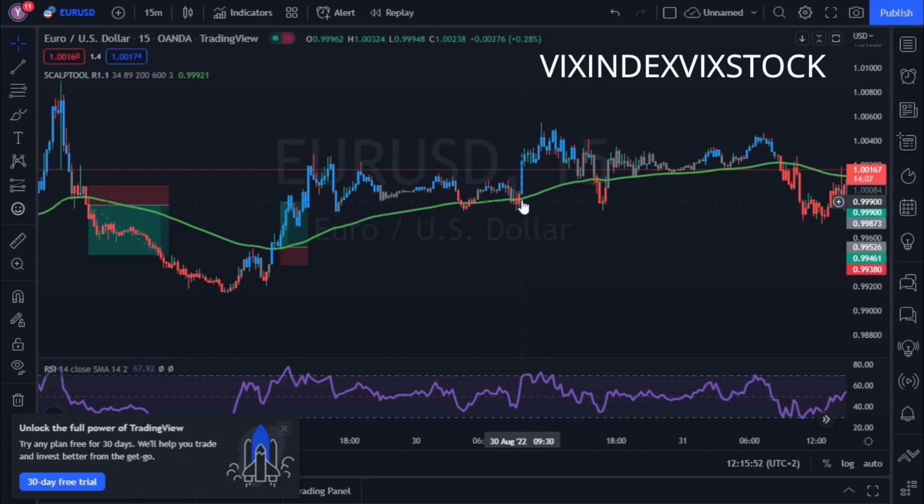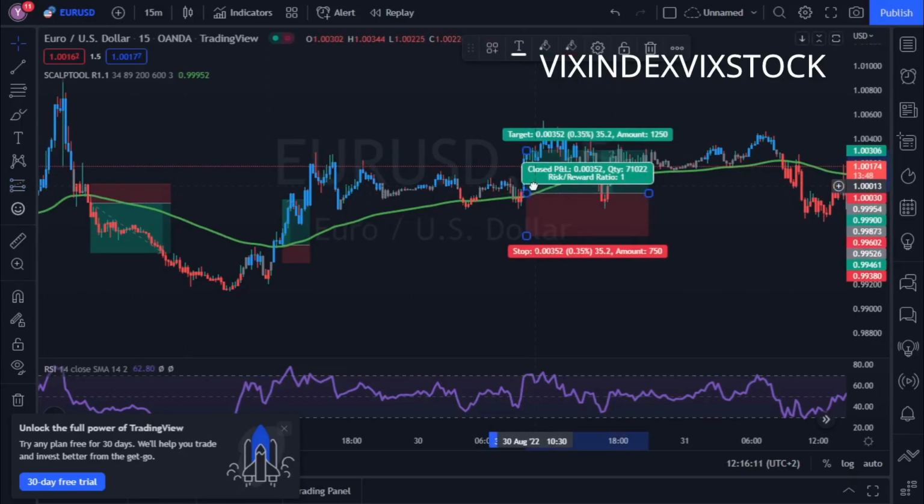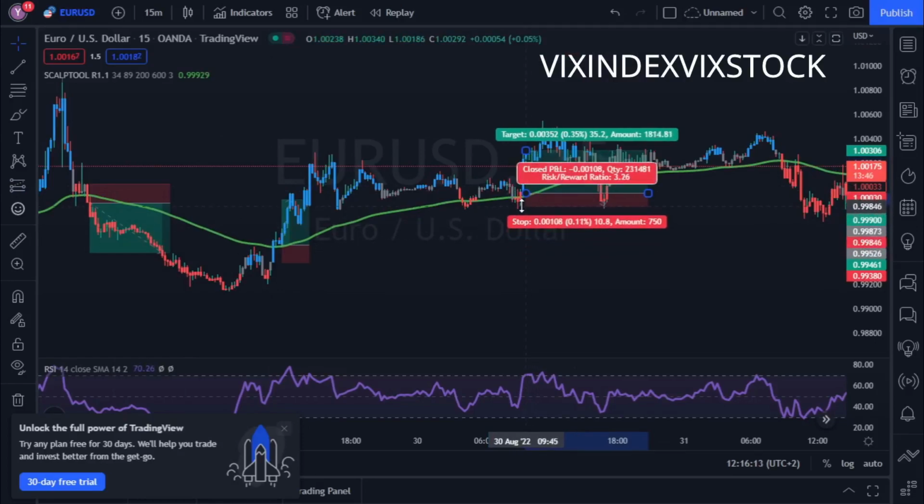Here again, an opportunity for a buy. Our RSI went above our middle line, and we happen to have price back above our green moving average, and the candle is blue, so we would have taken a long position there.